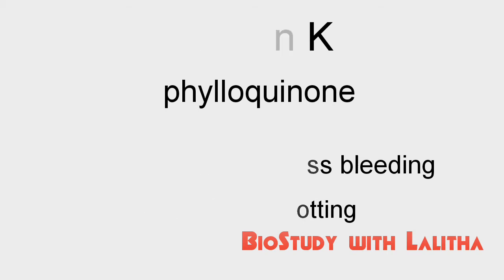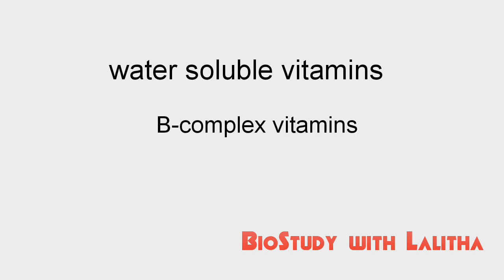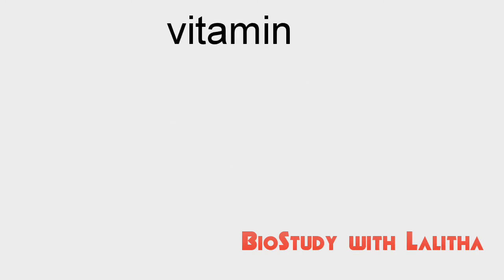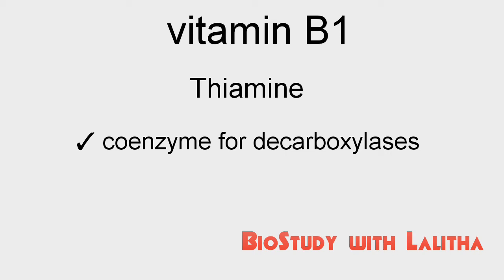Next we'll see about water soluble vitamins. Usually water soluble vitamins are of two kinds: B complex vitamins and non B complex vitamins. There is only one non B complex vitamin, that is vitamin C. Now let us see each vitamin. There are 8 B complex vitamins. The first one is vitamin B1. Chemically it is called thiamine, and it acts as a coenzyme for decarboxylases, and if there is a deficiency of this vitamin, that may lead to the condition called beriberi.